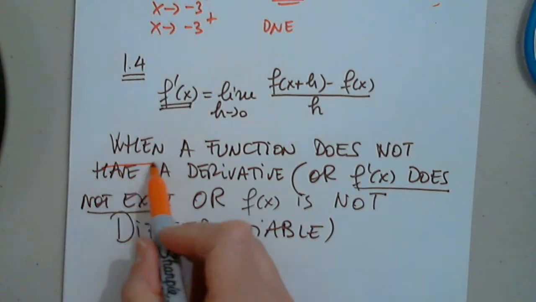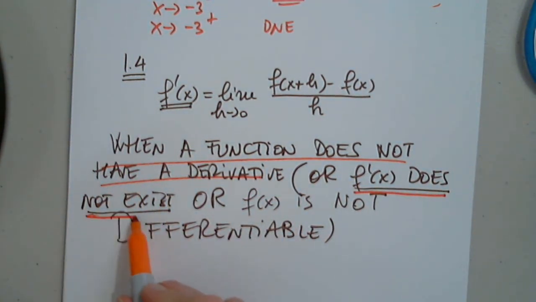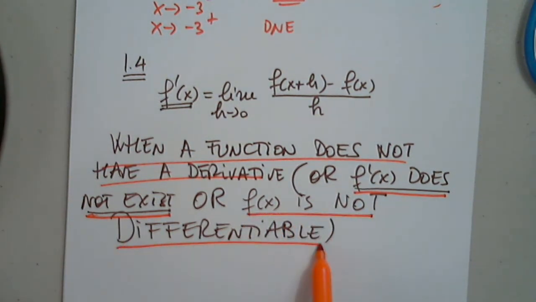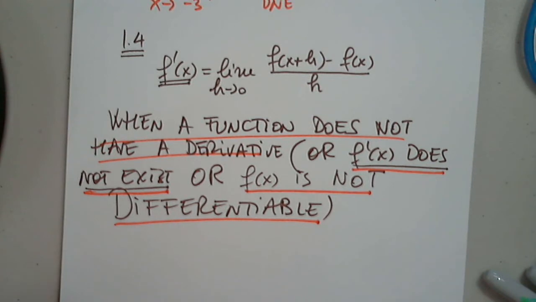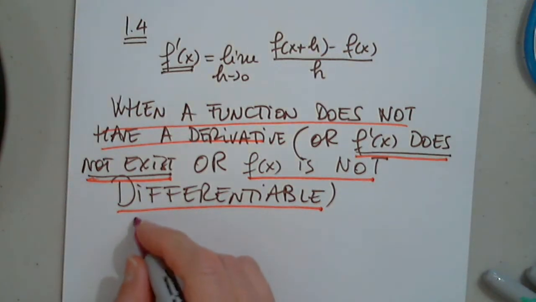When a function does not have a derivative, or we say f prime does not exist, or we say f of x is not differentiable, I accept any of these, but I need you to know this word in case you hear it or see it somewhere, and you know what it means now. Okay, here are the situations in which a function will not have a derivative or will not be differentiable. Here's one.